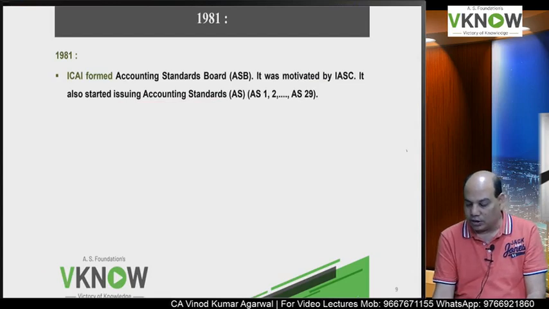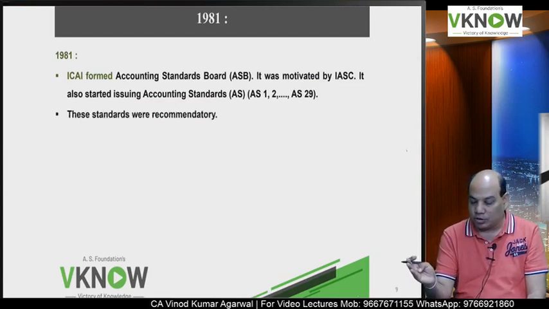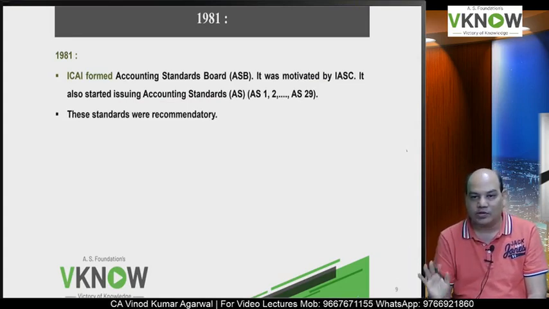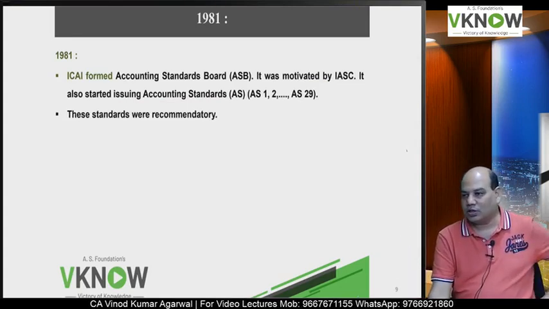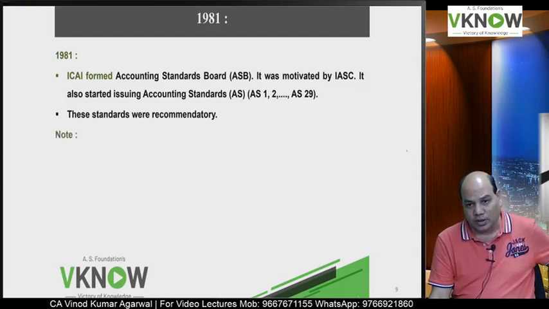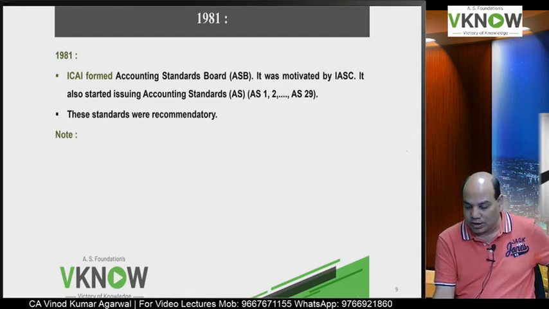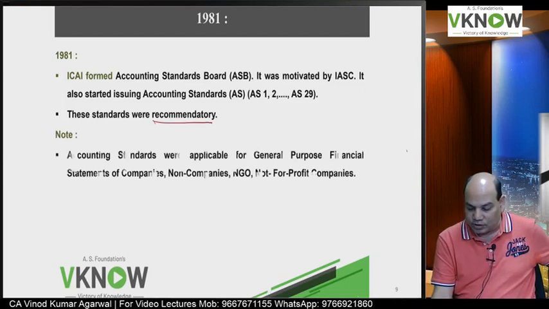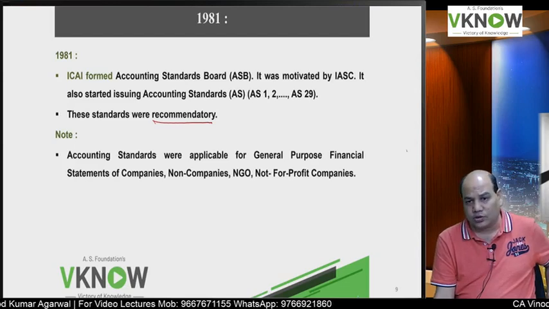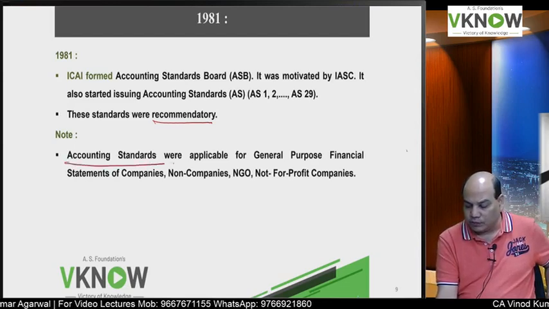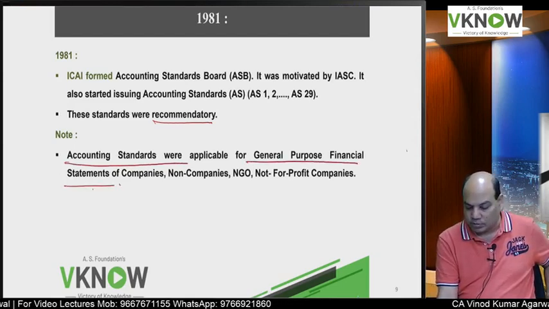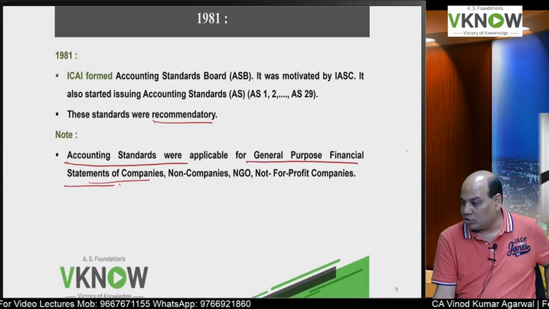So 29 standards are there, but out of that also AS6 is not there now, that is eliminated. AS8 has been eliminated. So AS6, AS8 have been eliminated. Initially accounting standard was recommendatory. Okay, who are going to follow accounting standard? Accounting standards will be followed for general purpose financial statement of companies. Sir, what do you mean by general purpose?